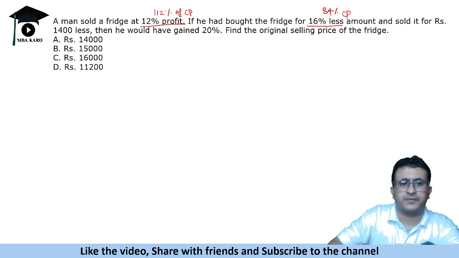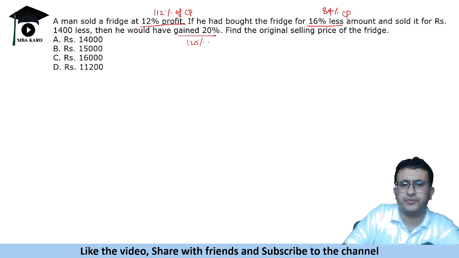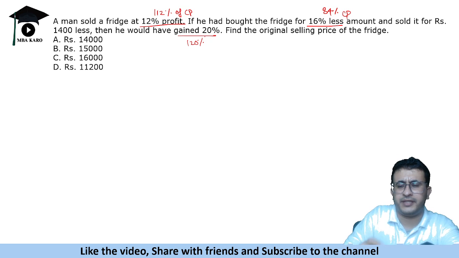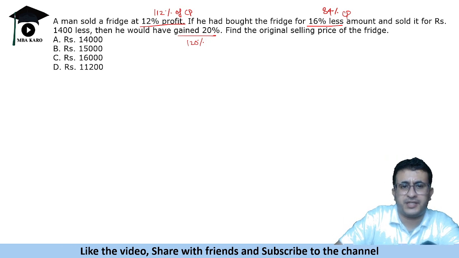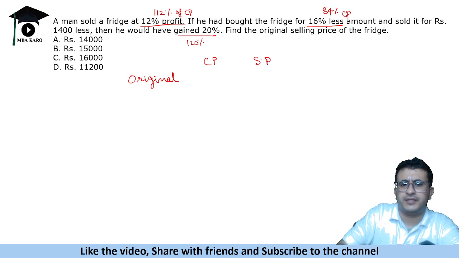And gained 20% means 120% of cost price. So you need to think in these terms. Now let us look at the question. He sold a fridge at 112% of CP. So the original transaction is cost price and selling price. His cost price is 100x and he is selling at 112x.